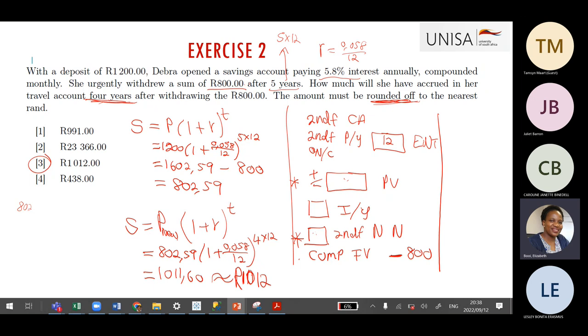So you will have on your steps, you can just double check if you captured everything correctly. You just press the 12 and you press 1,200. You would have pressed 5.8, and you would have put in 5 years and computed the answer, and then you will still also get the same as what they had, which is 1,602.59, and then you subtract 800, and the answer you get would have been 802.59. So what you do, you don't have to clear your calculator in this instance because it's still the same thing. You just press plus or minus, and then you press the 802.59, and then you store the new number. That's what you do.